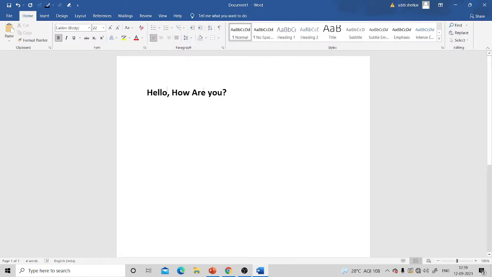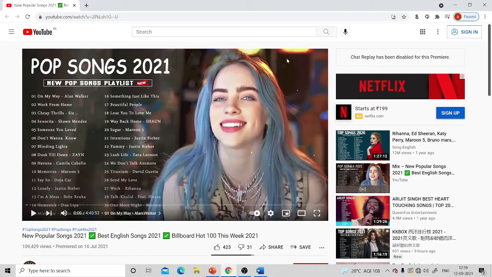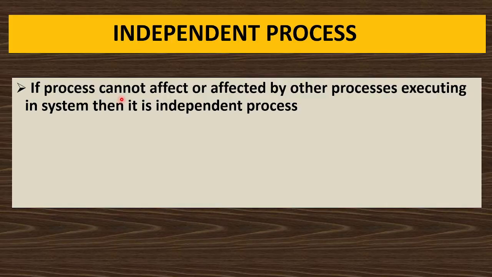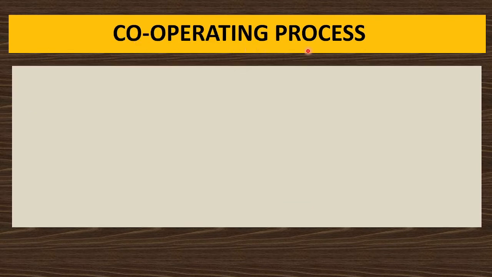So, I can simultaneously work on the Word when I am listening to songs. They are independent processes. Word is independent of YouTube. Both are executing simultaneously. I am listening to the songs and I am typing inside the Word file also. Both are executing simultaneously inside my computer system, but they are independent of each other. They are not interfering with each other. So such type of processes which cannot affect or be affected by other processes executing in the system are called independent processes.